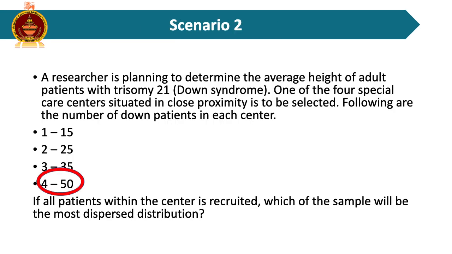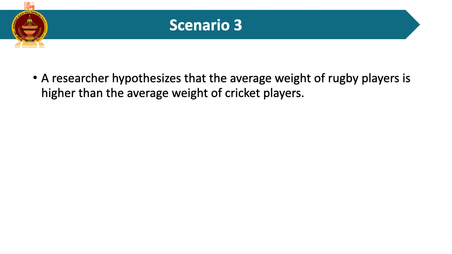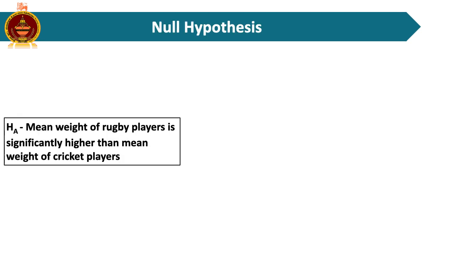So the answer is the center with 50 Down patients because the highest sample size will get the highest standard deviation. Scenario 3. A researcher hypothesizes that the average weight of rugby players is higher than the average weight of cricket players. The alternative hypothesis of this research is that the mean weight of rugby players is significantly higher than the mean weight of cricket players. So, what is the null hypothesis?